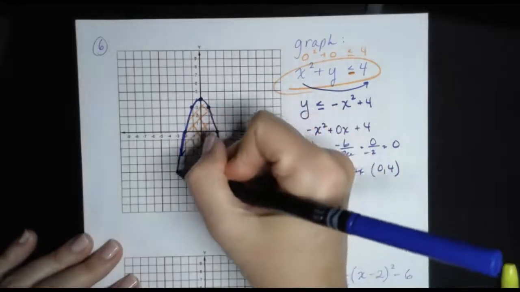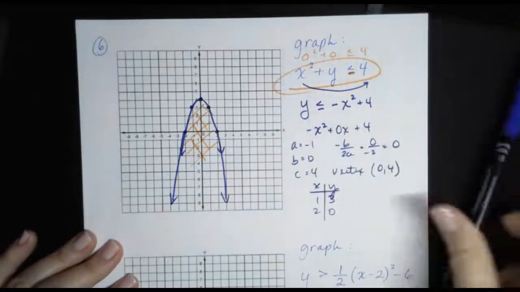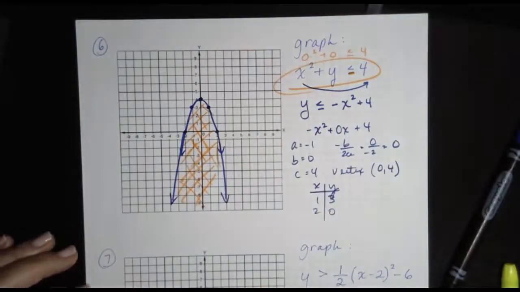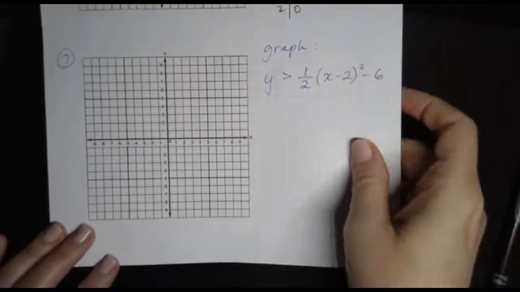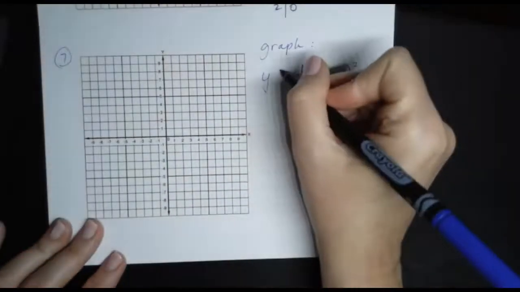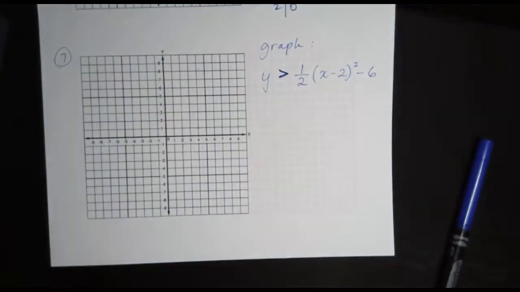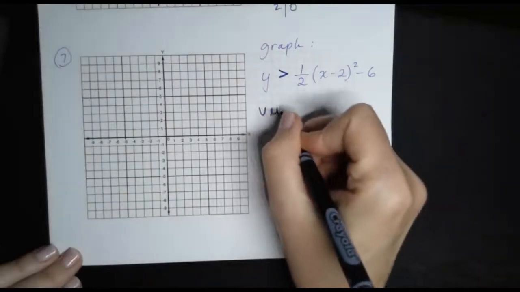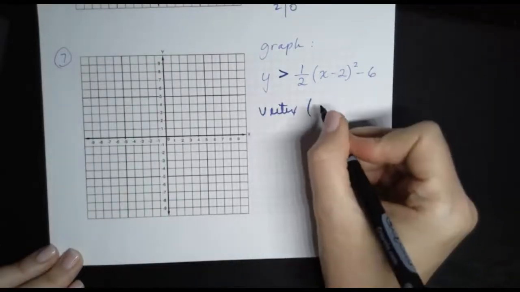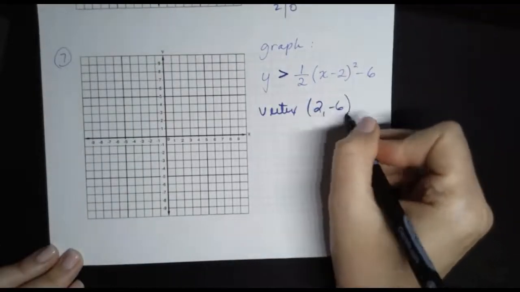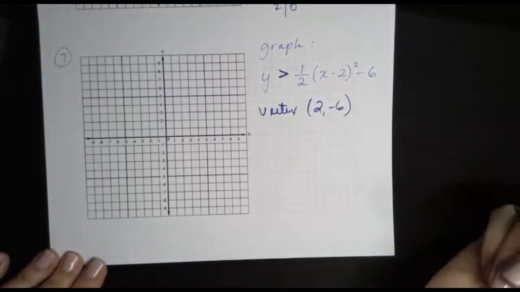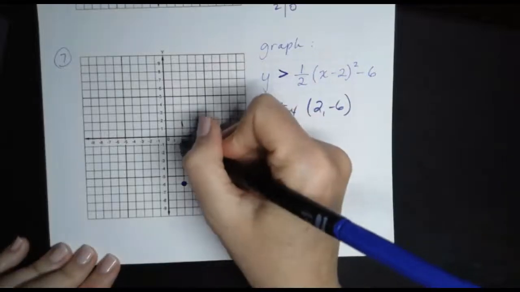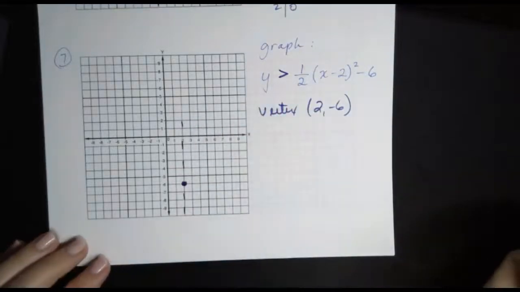And just to verify, of course, this does go on forever, and the graphing would go on forever in that partition of the grid. Number 7, y is strictly greater than 1/2 times x minus 2 squared minus 6. This, of course, is in vertex form. So our vertex here is at the opposite of -2, which is 2, and -6. So our vertex is over 2, and down 6. So, of course, the axis of symmetry is going right down the middle of that.